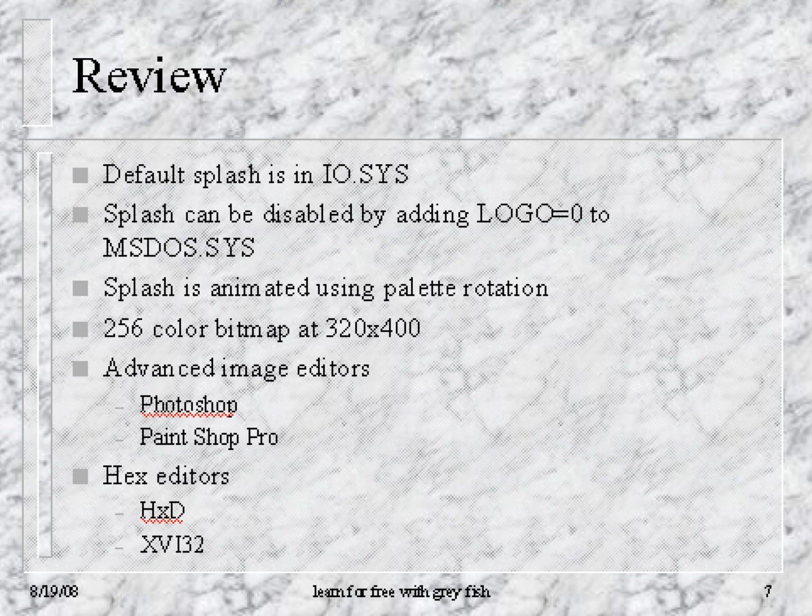The splash is animated by rotating colors at the end of the palette embedded in the image, and the first color index is the color of the outer bounds. Every splash in Windows 95 must be a 256 color bitmap in 320 by 400. To create an animated splash, you need a good image editor like Photoshop or PaintShop Pro, and you also need a hex editor like HXD or XVI32.